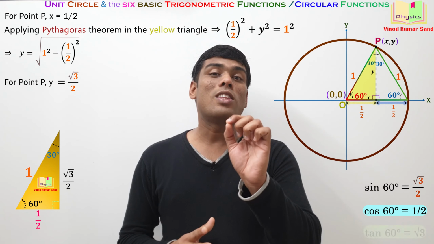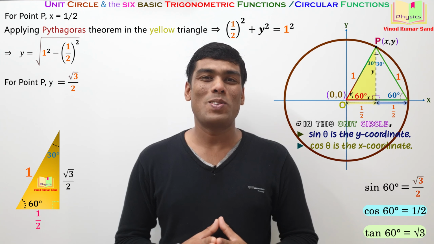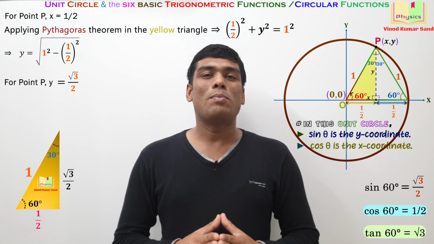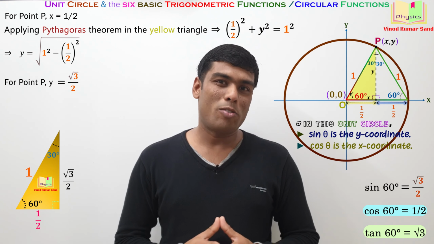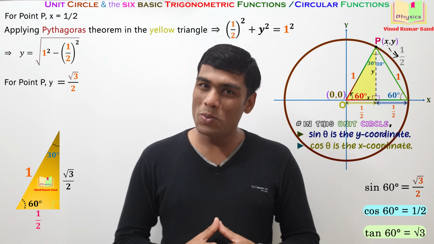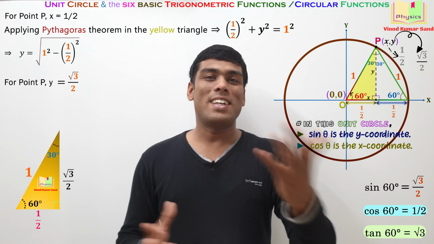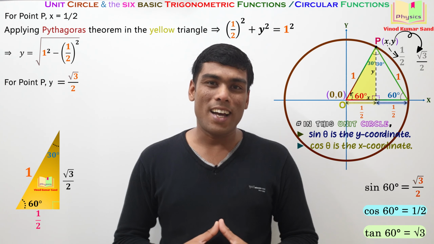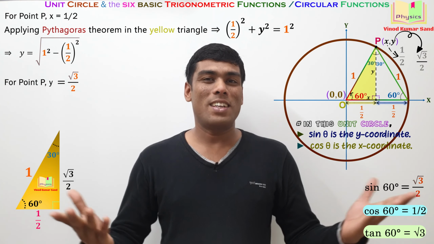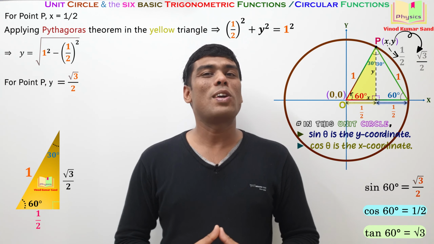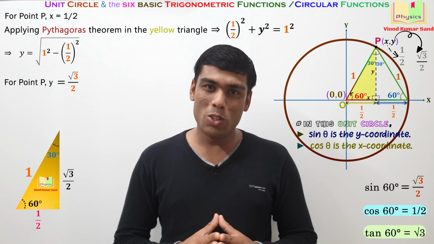Actually these values can be easily obtained using the unit circle also. How? Look at the point P. Its coordinates are x comma y. And what is the value of x right now? 1 by 2. And what is the value of y? Root 3 by 2. And x coordinate gives us the value of cos theta. It means cos 60 degree is equal to half. And y coordinate gives us the sine theta. So sine 60 degree will be equal to root 3 by 2. I hope you understood this information.